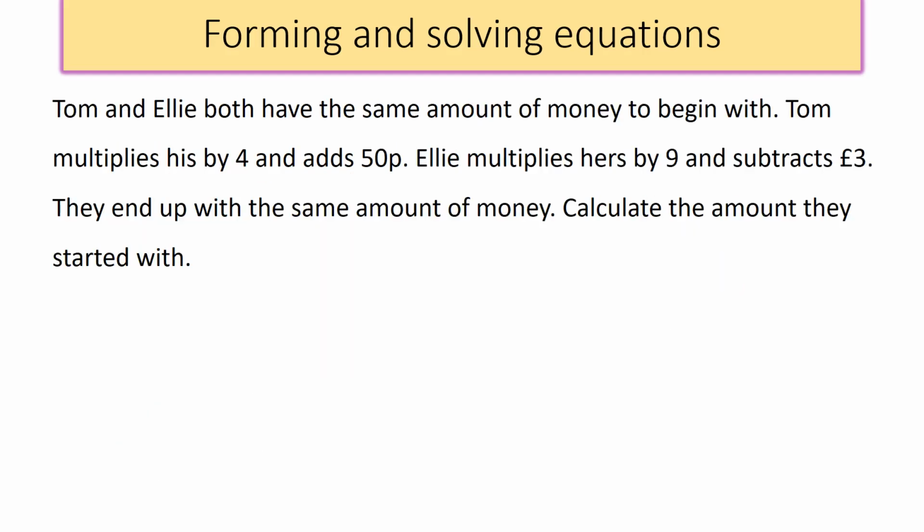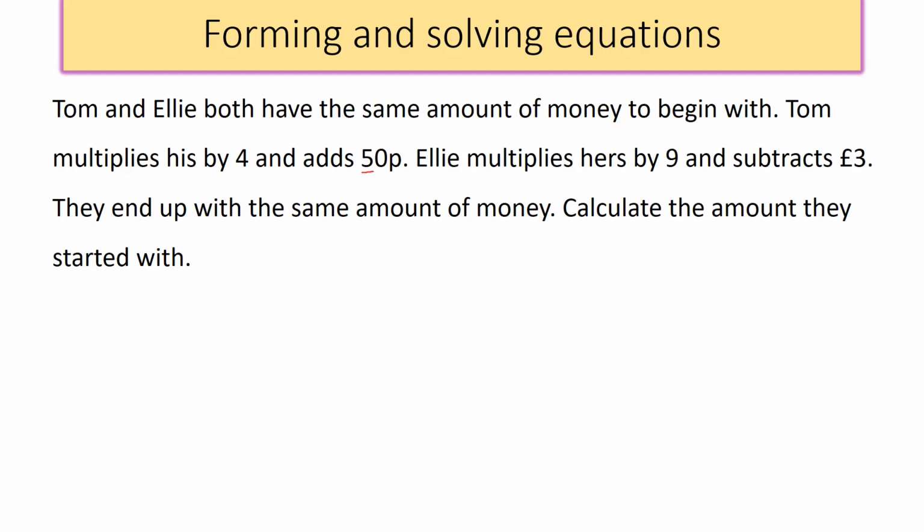In this question, we have money involved, so we're not dealing with shapes anymore. So Tom and Ellie both have the same amount of money to begin with. Tom multiplies his by 4 and adds 50p, and then Ellie multiplies hers by 9 and subtracts £3. They end up with the same amount of money. Calculate the amount they started with.